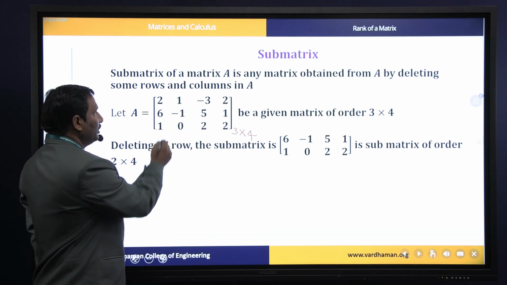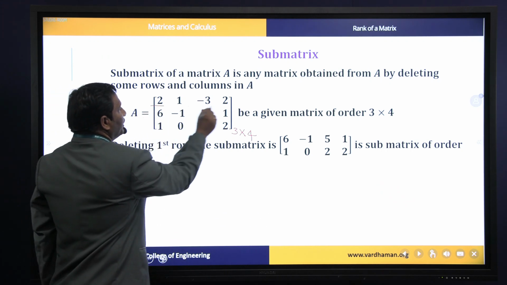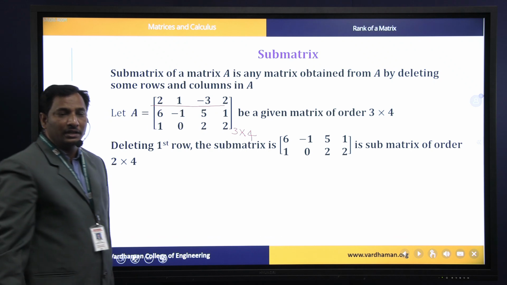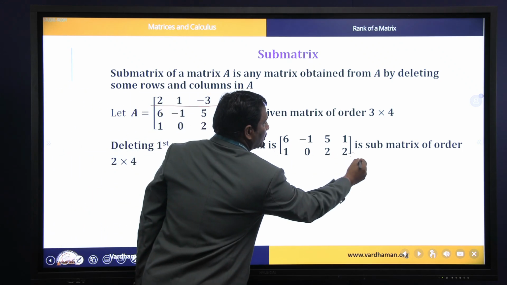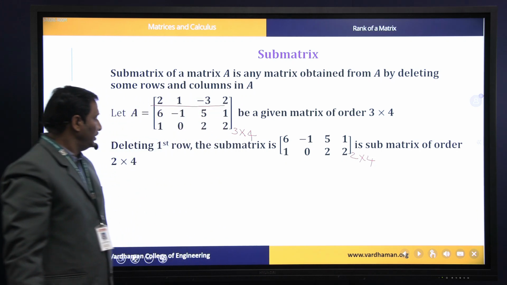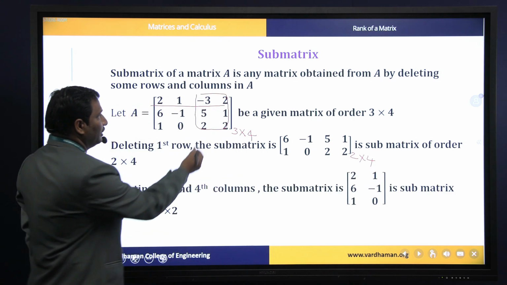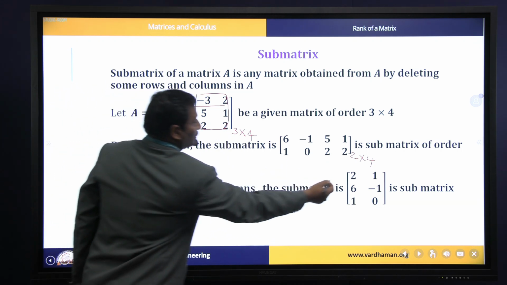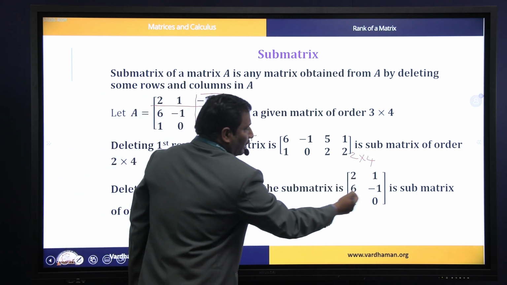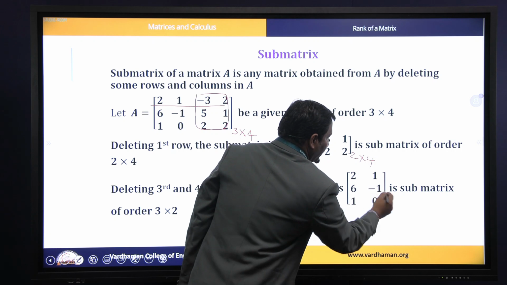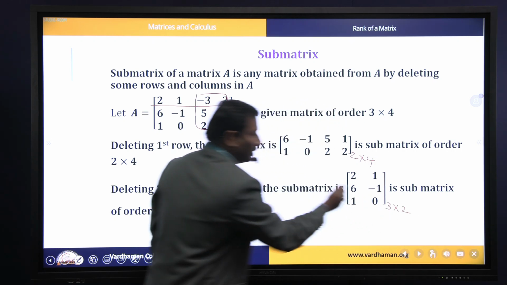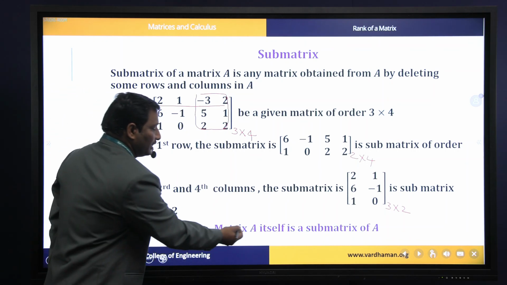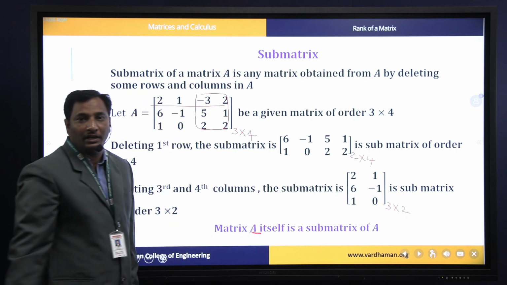Now if I remove the first row from this one, we'll get the remaining 2 rows and 4 columns, which is a submatrix of order 2 by 4. Now by deleting the 3rd and 4th columns of the given matrix, we'll get a matrix with elements 2, 1, 6, minus 1, 1, 0, and its order is 3 rows and 2 columns. Then it is called a submatrix. As a result, we can say that every matrix is itself a submatrix.